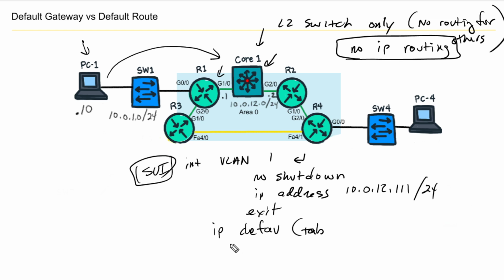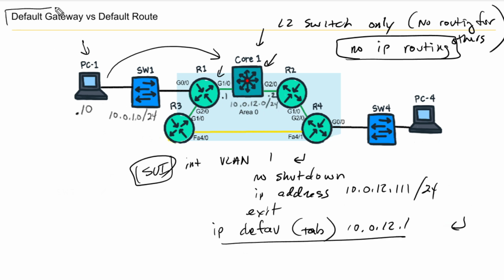It's going to be unique, that part. So IP default gateway, and then you specify the IP address of R1, and R1 is 10.0.12.1. Press enter, and now this layer 2 switch has an IP address on its switch virtual interface for VLAN 1, and if it ever needs to respond or reply or reach destinations outside its local network, it's got a default gateway.